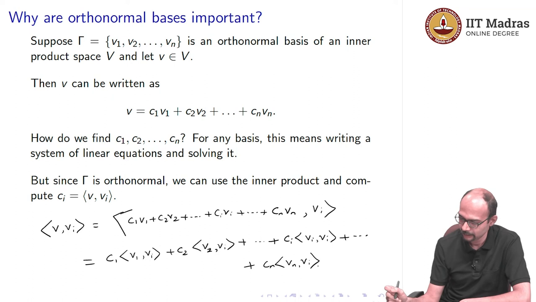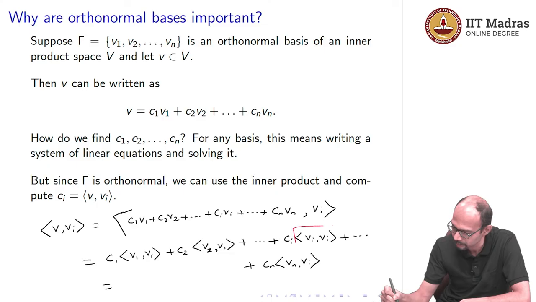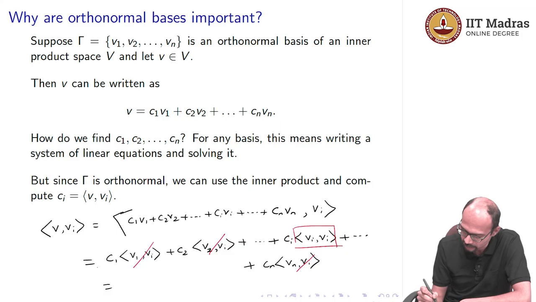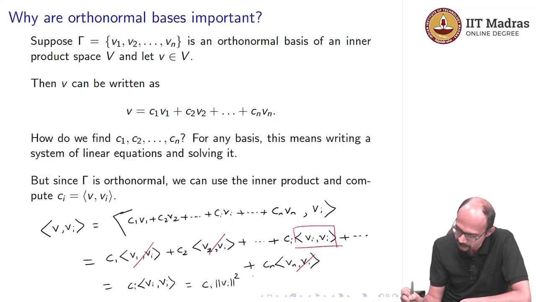But now we know that this is an orthonormal basis. So because it's an orthonormal basis, first of all it's orthogonal. So other than the vi comma vi term, every other term is going to be 0. So this term will remain, and all these terms are 0, right? So I can just write this as ci times vi comma vi. So here we have used that it's orthogonal, but now we also know it's orthonormal. Because it's orthonormal, we can rewrite this as ci times norm vi squared, and norm vi we know is 1. So this is just ci. This is where we are using the fact that we have an orthonormal basis.